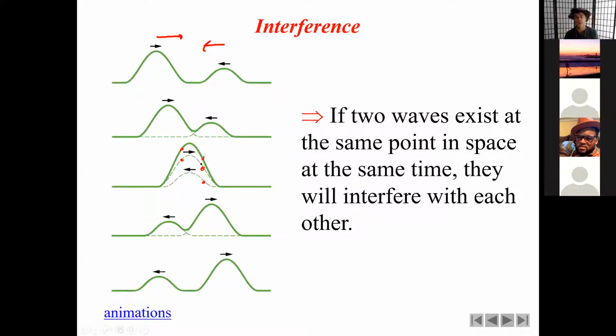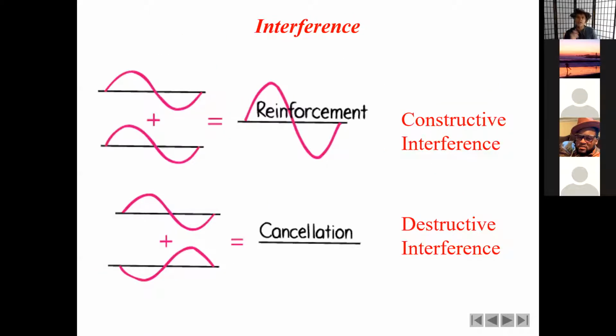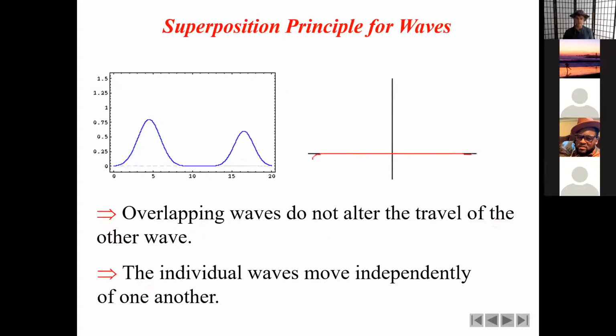You don't need to know that mathematically, but two waves at the same place at the same time will interfere with each other. The end result could either be a bigger wave, so this would be my constructive interference, and this is more like a pulse rather than a wave. But I could also have these two waves canceling each other out, and this would be destructive interference. So again, constructive interference, bigger wave; destructive interference, smaller wave.